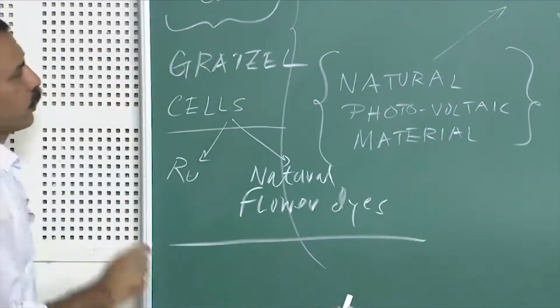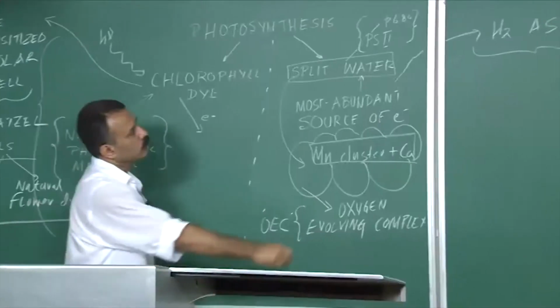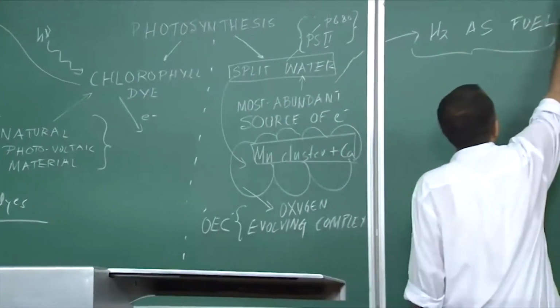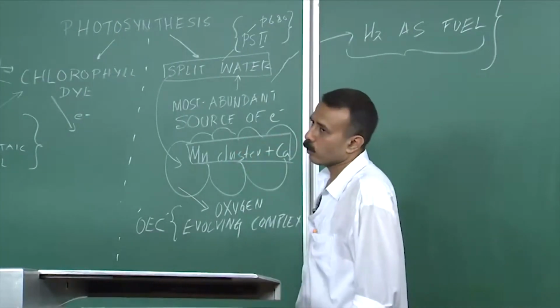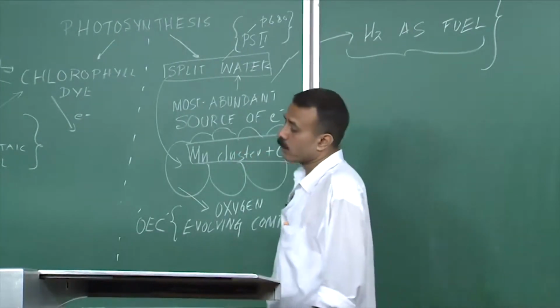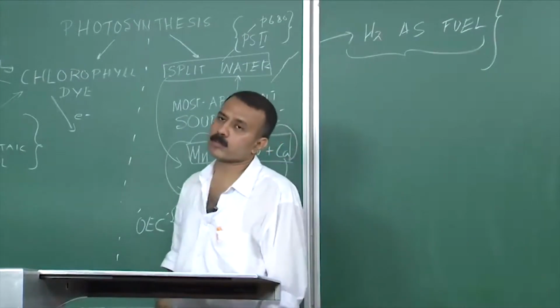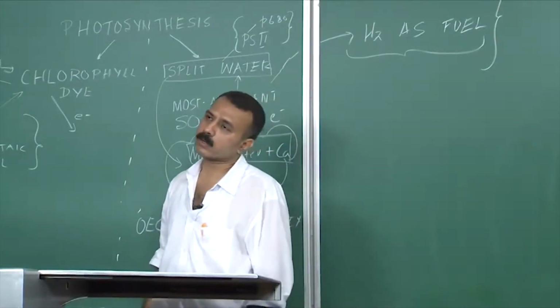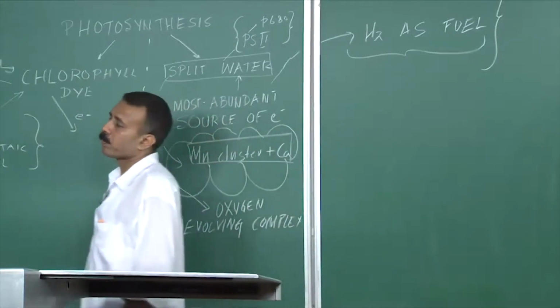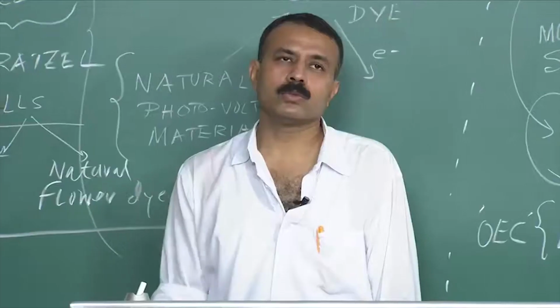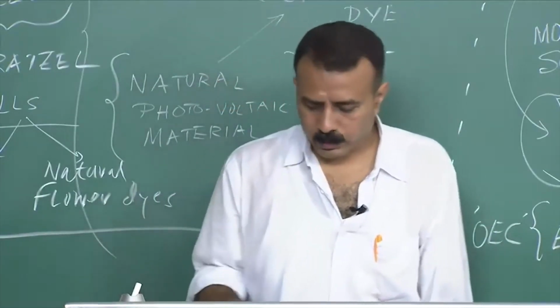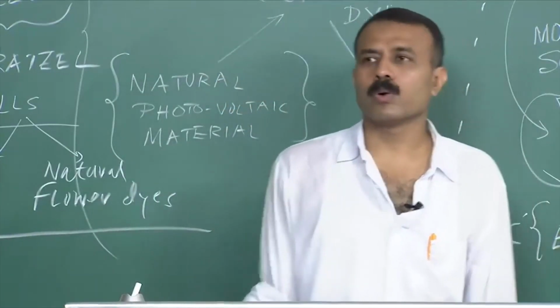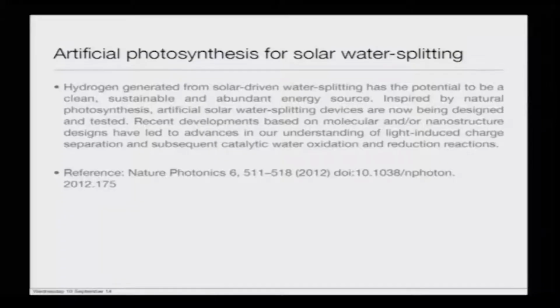Today we will be talking about hydrogen as a fuel by mimicking the manganese cluster, or if not mimicking, by deriving inspiration from the manganese cluster, which is present in photosystem 2 of the thylakoid membrane. So, let us move on to what we mean by artificial photosynthesis for solar water splitting.